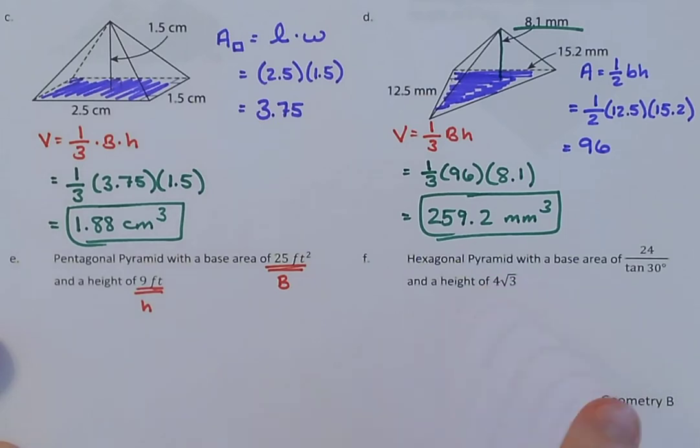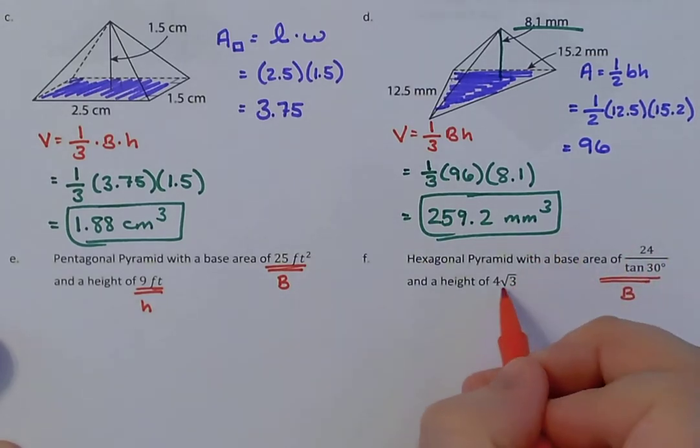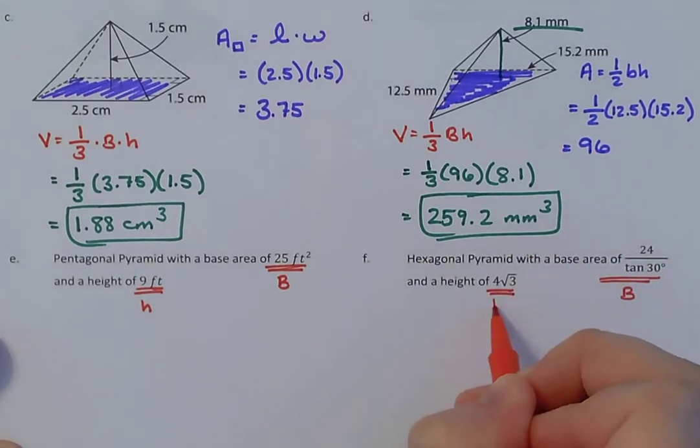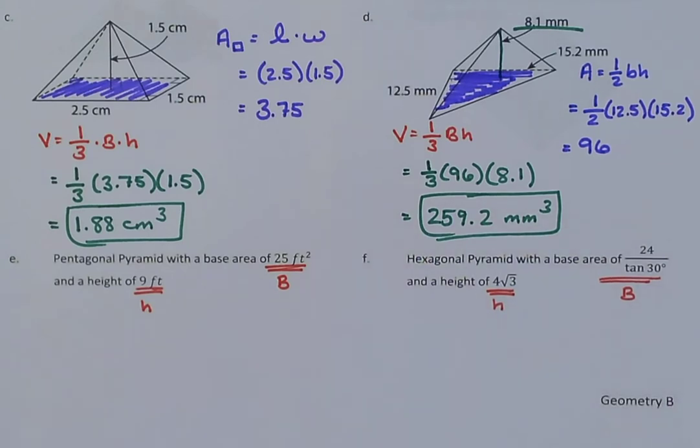Same thing with F. They tell us a hexagonal pyramid with a base area of 24 over tan 30. So this is our base area. You can see how much of a pain it would be to figure out the area of a hexagon. And then the height of the pyramid, our h, at 4 times the square root of 3. So they tell us the area of the base and the height. So all you have to do for these problems is just go through and plug those in to your formulas.